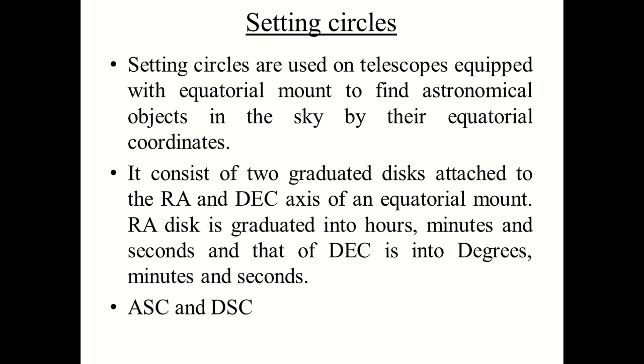An object observed by using this setting circle is the globular cluster NGC 6712. So, observing the globular cluster NGC 6712 is done by using the setting circles. There are two types of setting circles. One is the analog setting circle and the other is the digital setting circle.